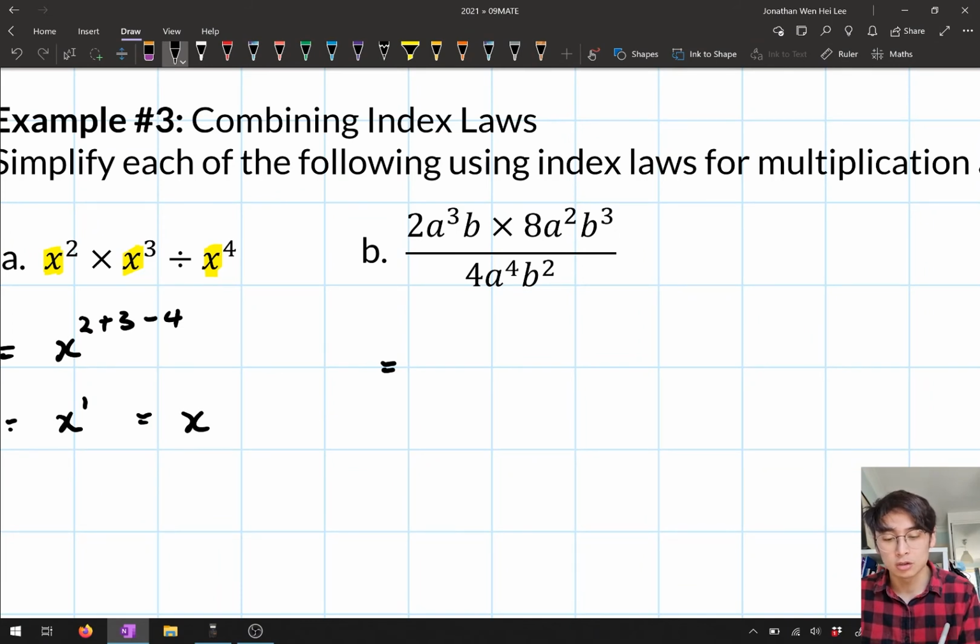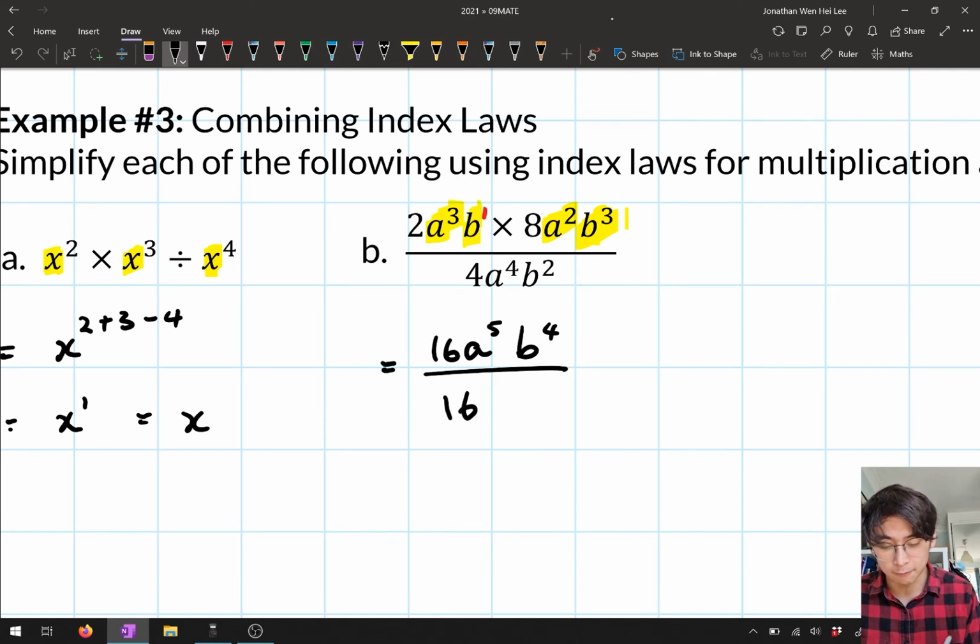So here I've got 2 times 8. Let's deal with the numbers first. 2 times 8 is going to give me 16, and because I'm timesing, I'm just going to add the powers. So here, I've got a to the power 3 and a to the power 2. They have the same base. And so I'm going to add the powers. So here this becomes a to the power 5. And just like I did for the other ones, I've got b times b to the power 3. This b has a hidden power 1. And so when I'm multiplying those, I add the powers. So that's going to be b to the power 1 plus 3, which is 4. And that's still being divided by 4a to the power 4b squared.